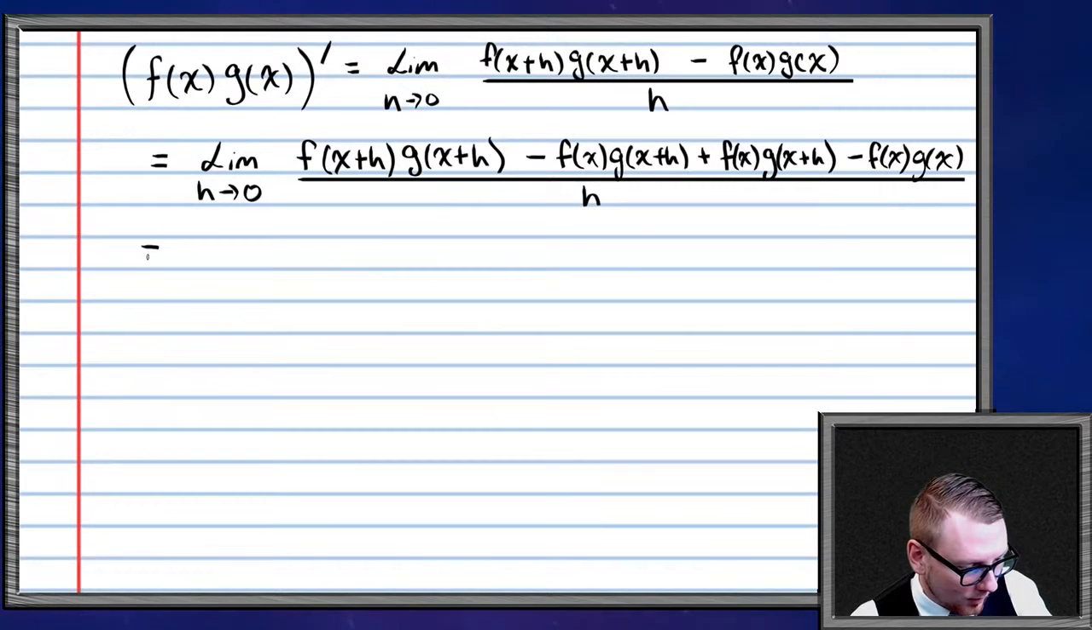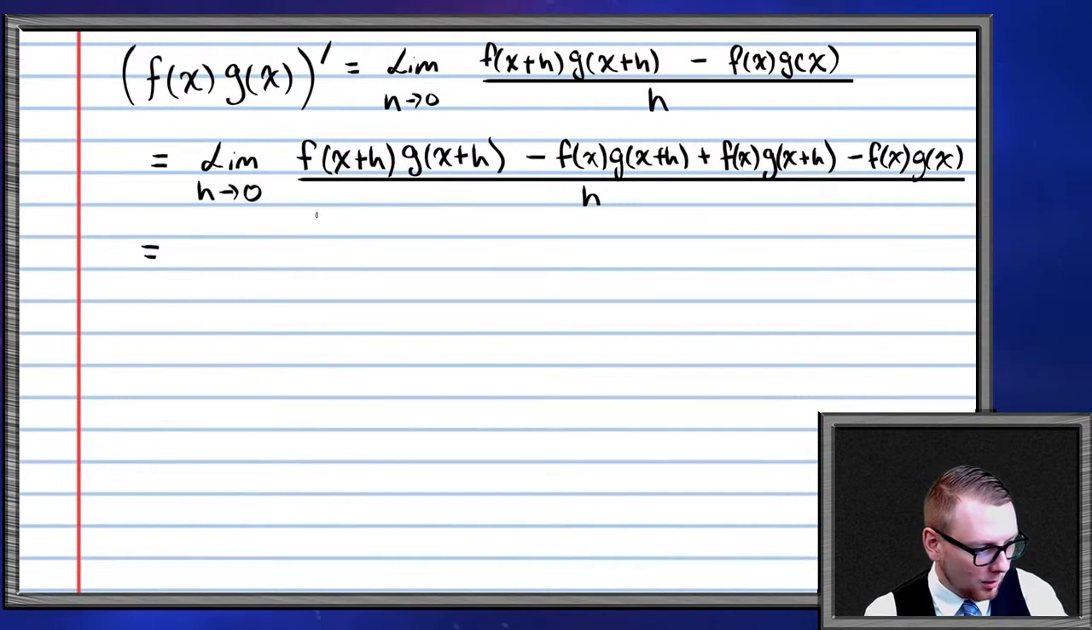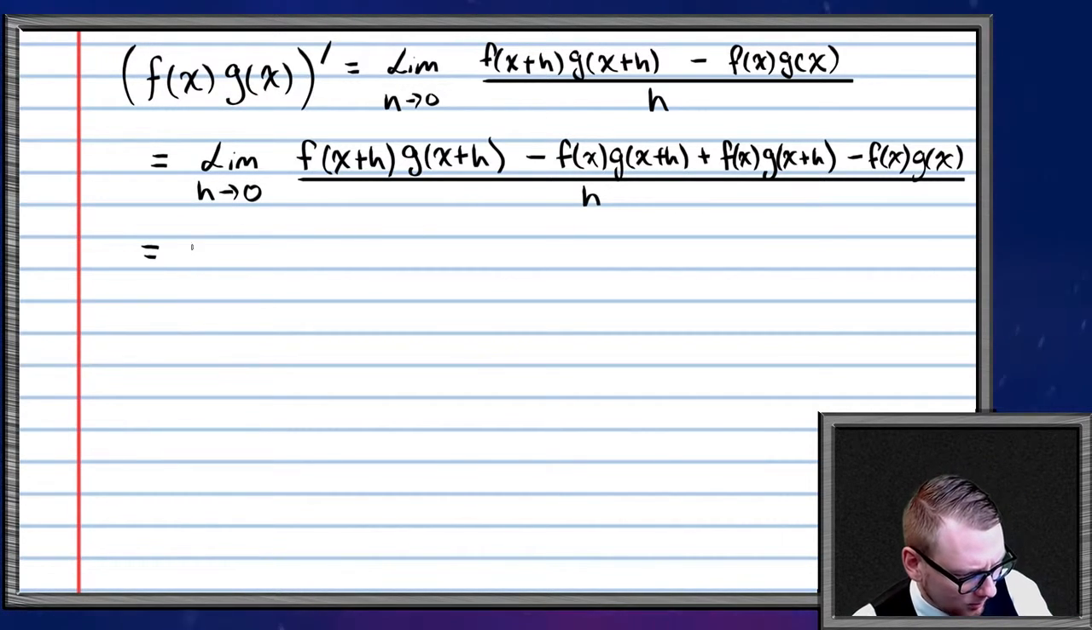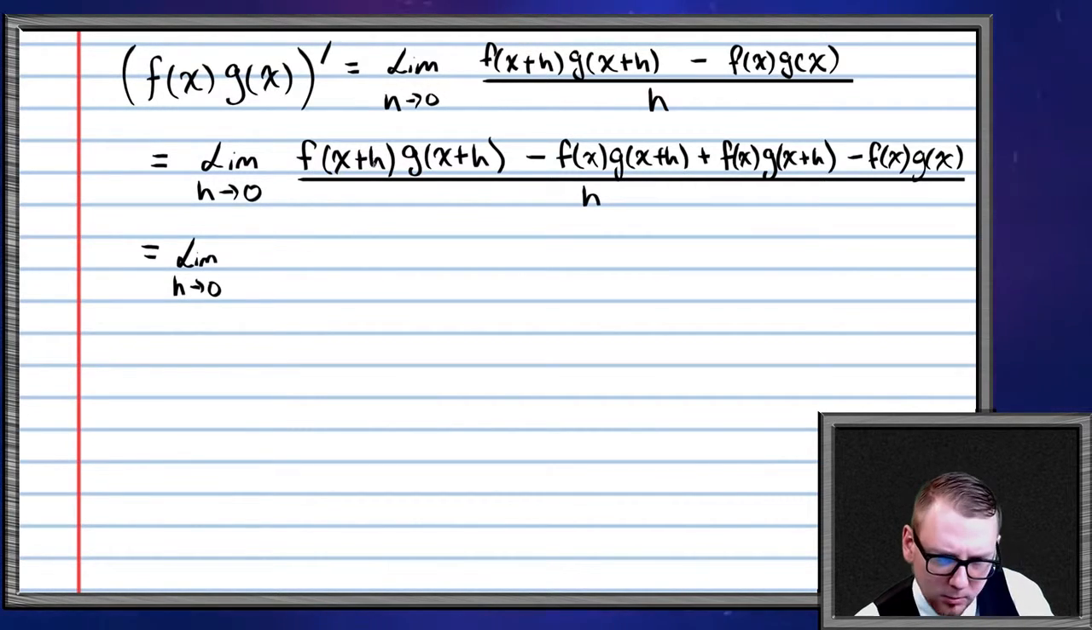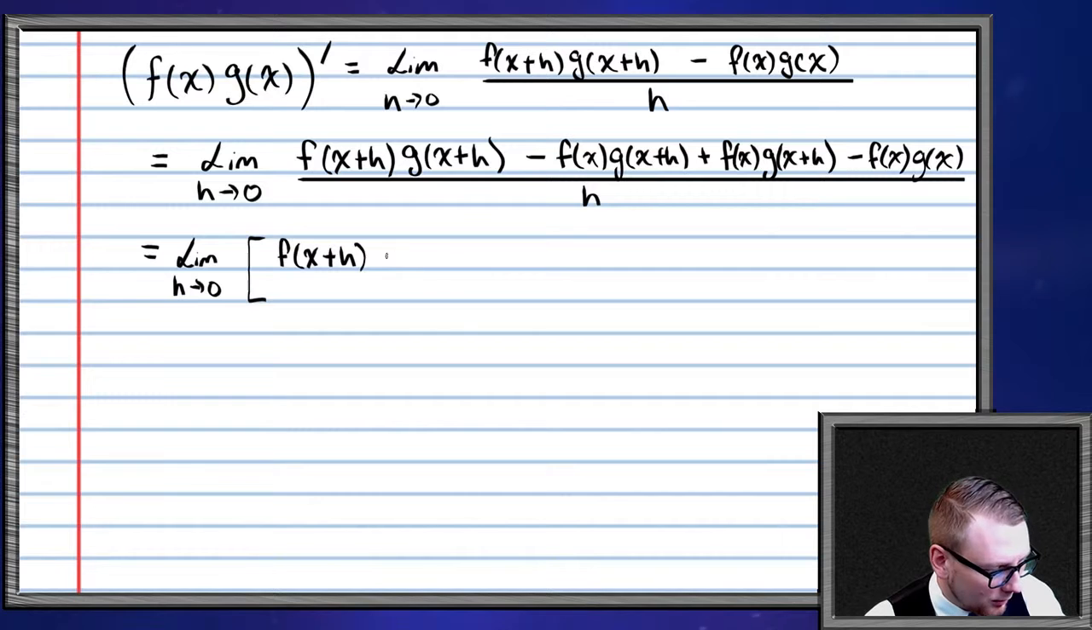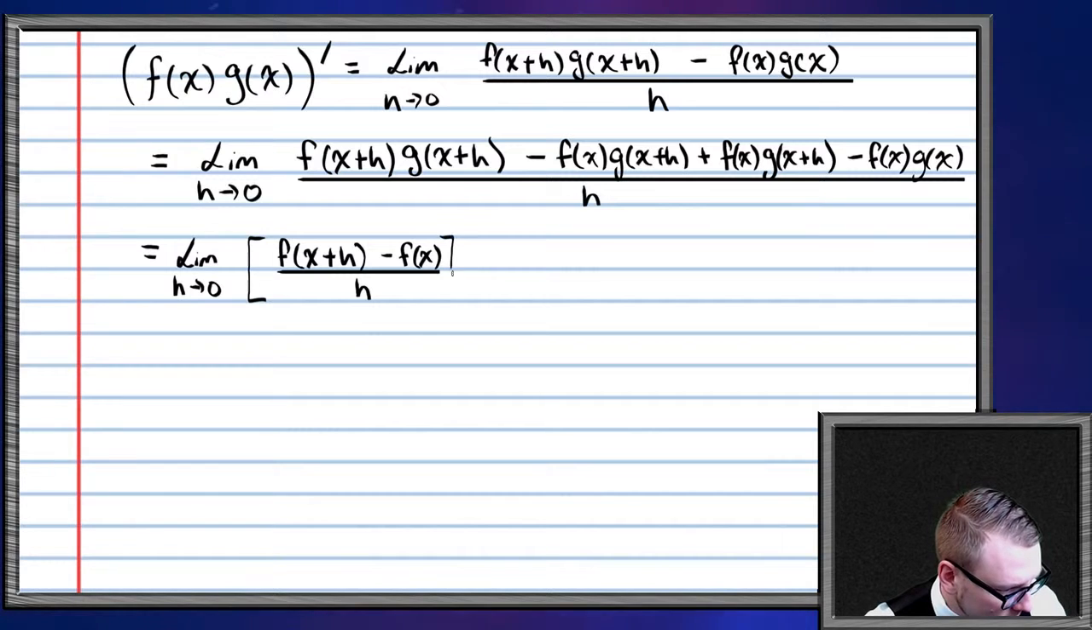Then we're going to group them up a little bit. We can take out a g of x plus h in the first group. So we're going to do that. We'll have the limit as h approaches 0. What do we have left when we take it out? We've got f of x plus h, and then minus the other f of x. And then, since h is over everything, I can write it like this, times g of x plus h.